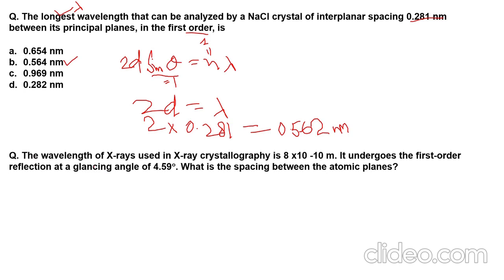is 8 into 10 to the power minus 10. It undergoes first order reflection at a glancing angle of 4.59. What is the spacing between the atomic planes? The spacing between the atomic planes is nothing but your value of d.